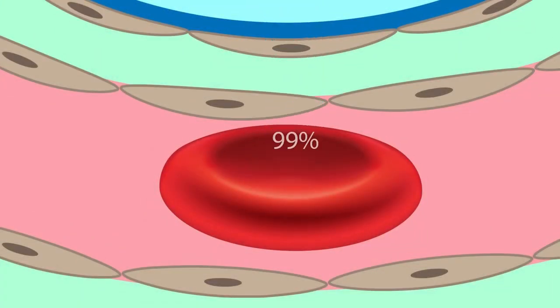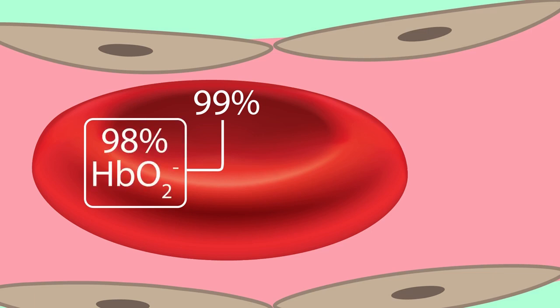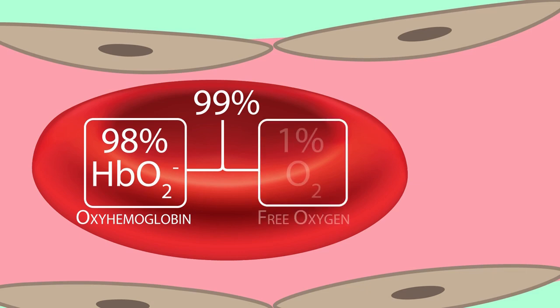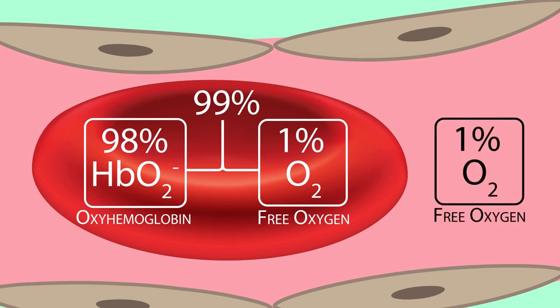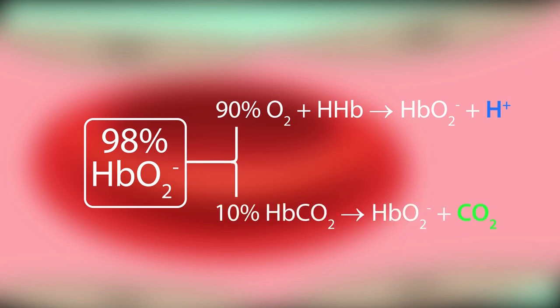Approximately 99% of the oxygen diffuses into the red blood cells, 98% of which binds to hemoglobin to form oxyhemoglobin, while the other 1% dissolves in the red blood cell cytosol. The remaining 1% of oxygen dissolves directly into the plasma. Of the oxygen that binds hemoglobin, 90% displaces hydrogen ions, while the other 10% displaces carbon dioxide.